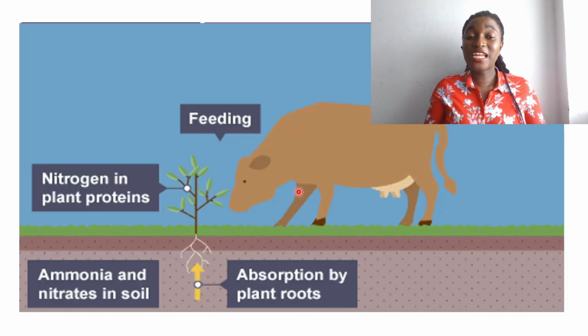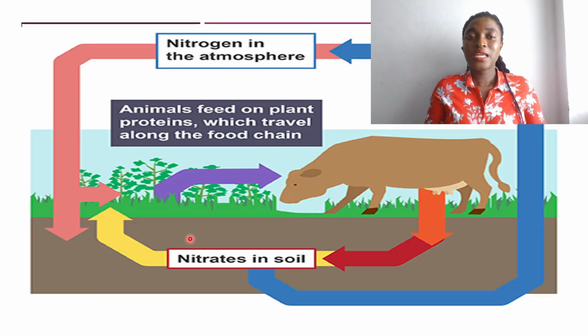Here also you have an animal going to feed on the plant, which has utilized the nitrogen to make plant proteins. Then the plant proteins also travel along the food chain, and in so doing, they've made use of the nitrates as previously discussed. The next step is the nitrate is found in you, the individual. It's found in the cow. It's found in the plant. How will this nitrate, which is now in the form of organic nitrogen, be passed on to the next stage?